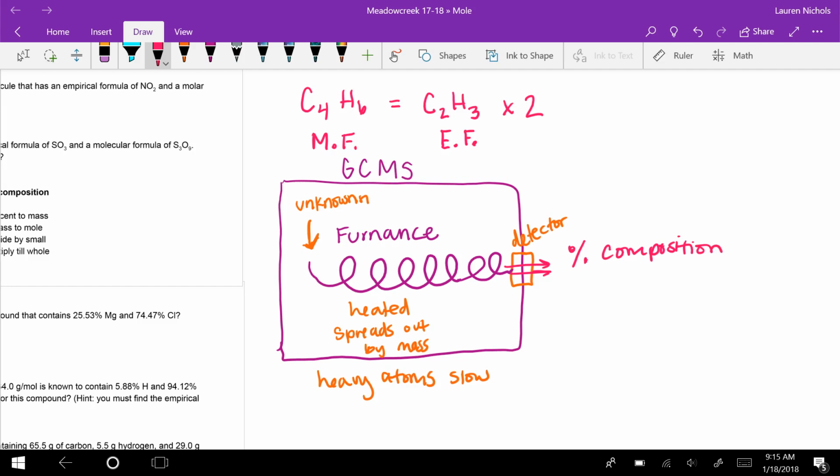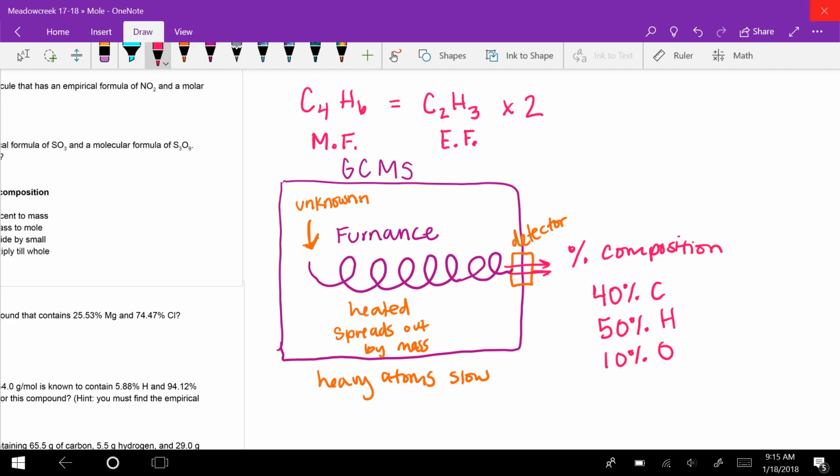So it might be able to tell you that it is 40% carbon and 50% hydrogen and 10% oxygen, right? And so when it spits that out, we can use that percent composition to determine the empirical formula. And if we knew exactly how many milliliters we put in before, or if we had weighed it, we would know the molar mass and we could calculate its empirical formula.